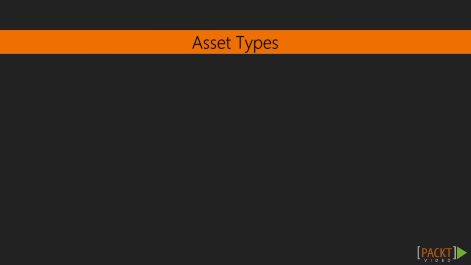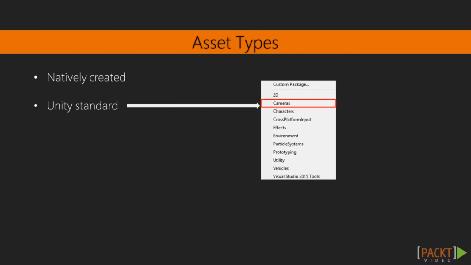There are four basic types of assets. First, we can create assets from within Unity. These are referred to as being natively created. Unity also includes standard assets such as cameras, characters, effects, particle systems, and more. These are common game assets used in nearly every Unity game.